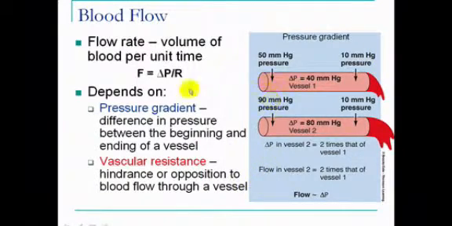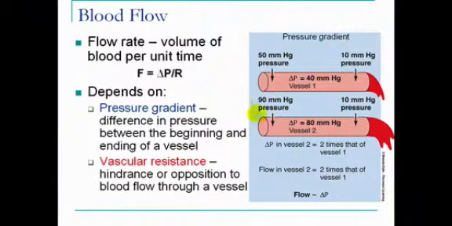The other thing that you have to take into account is resistance. And resistance is the hindrance or the opposition to blood flow through a vessel. So this picture is kind of showing, if you just looked at pressure gradient, if you had two blood vessels that are the same size, and you had a pressure difference between 50 millimeters of mercury at one end and 10 millimeters of mercury at the other, that pressure gradient, the difference between the two ends, would be 40 millimeters of mercury.